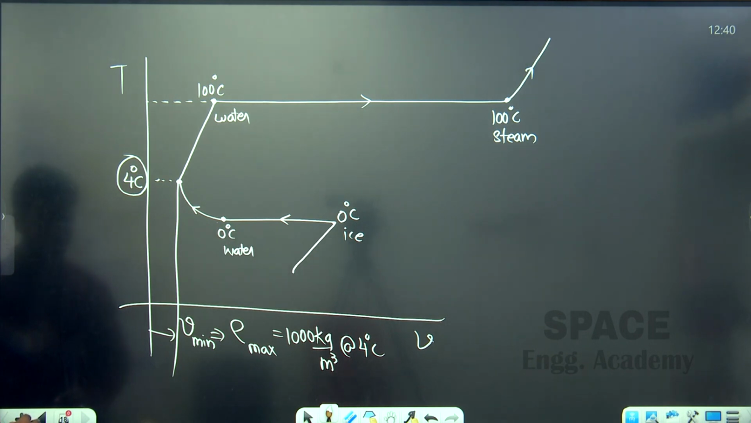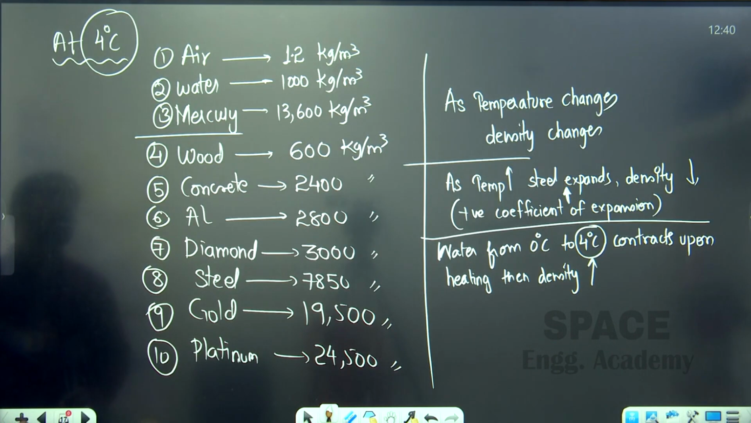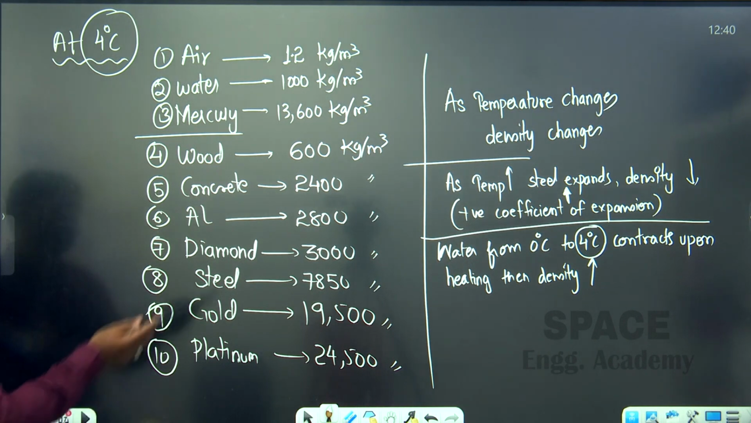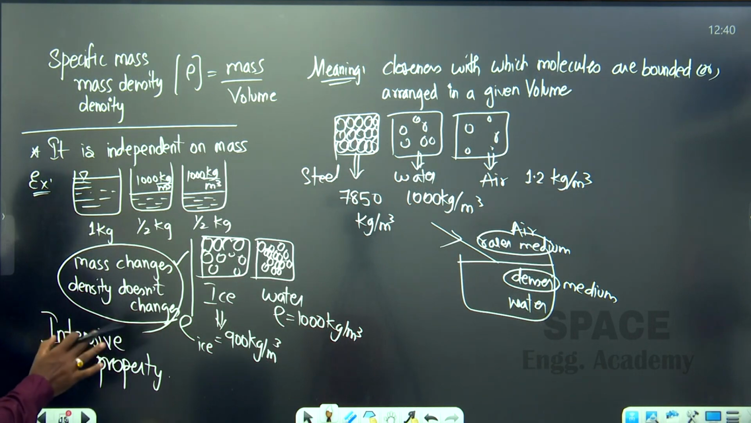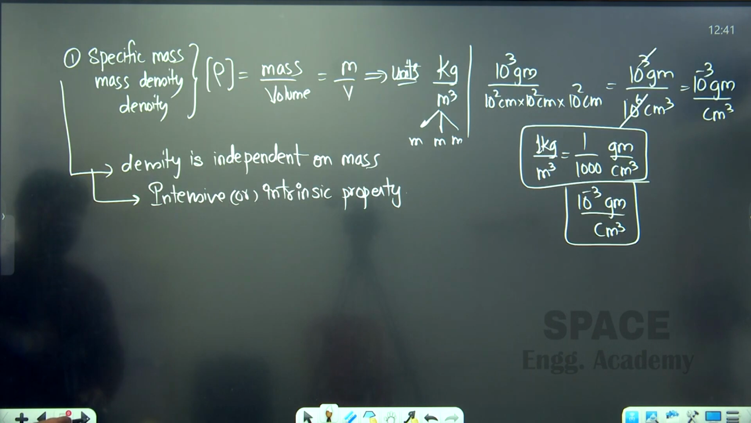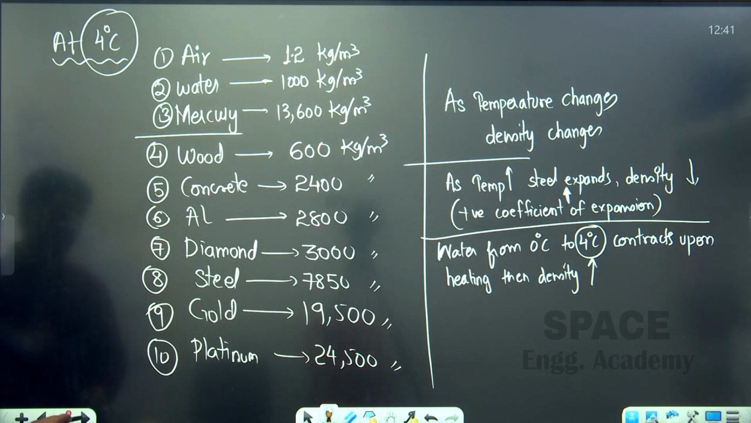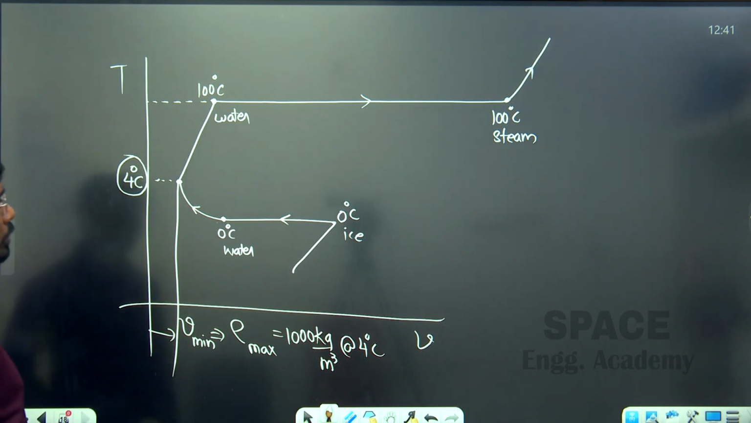Let me go to the previous slide. Here we have all the density values. We know the relation between the temperature and density now. Why this 4 degrees Celsius is important also we discussed. Let's go to the previous slide. Here we have all the density important points regarding the units, formula, intensive extensive property, unit conversion from kg per meter cube to gram per centimeter cube. Here we discussed physical meaning of entropy also. Go through it. Okay, so this is all about the density concept that we need to know.